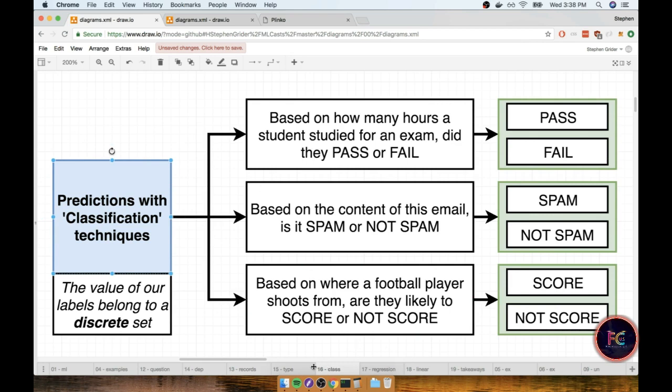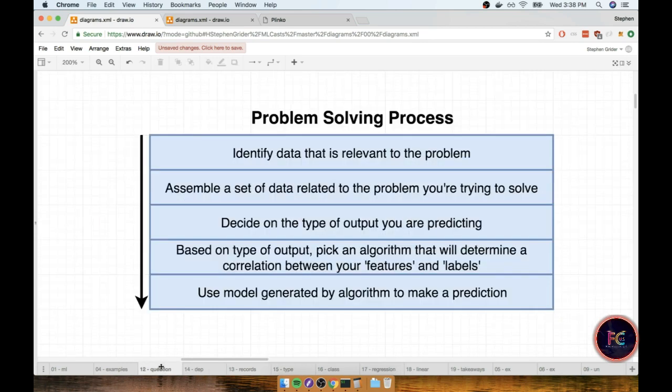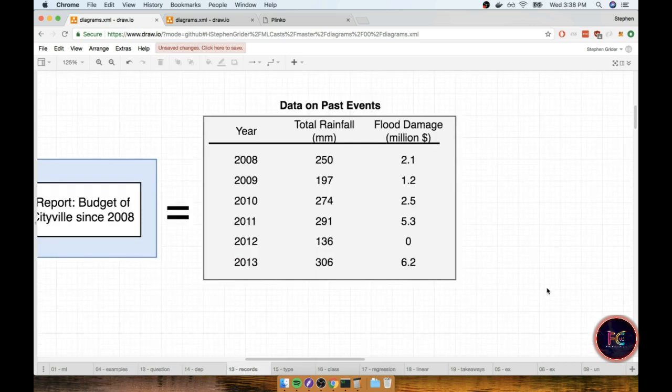Now, with these two techniques in mind, classification and regression, if we think back to our original problem, where we need to decide the type of output we are predicting, you and I definitely know that we are predicting dollar values right here.